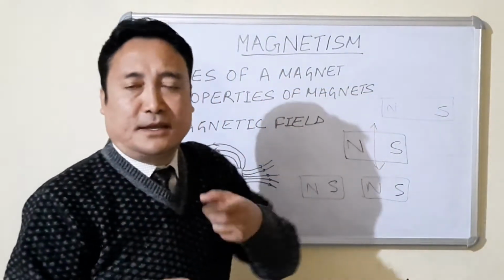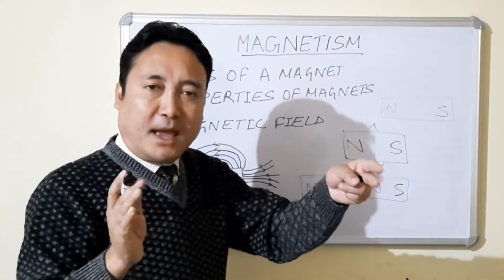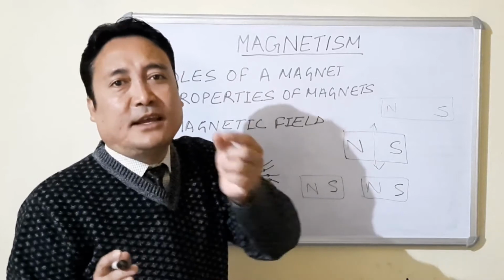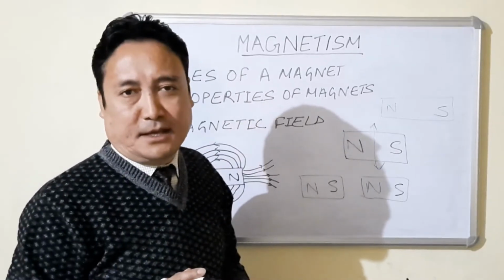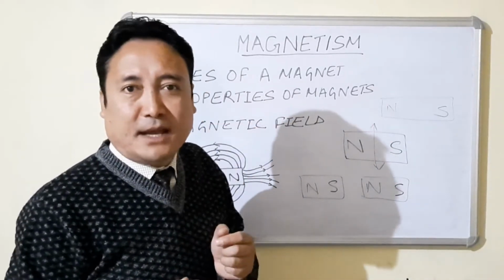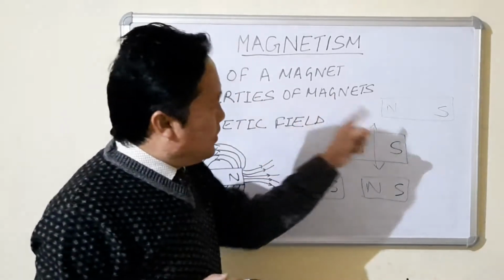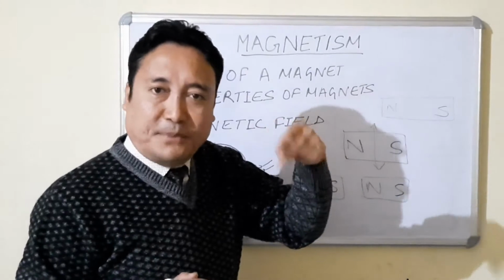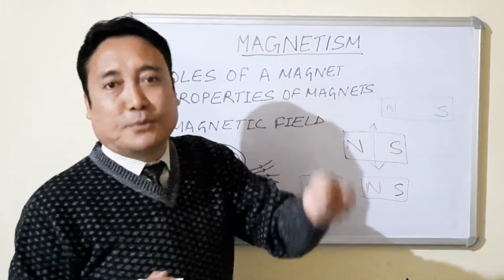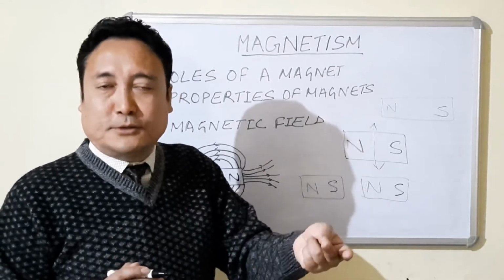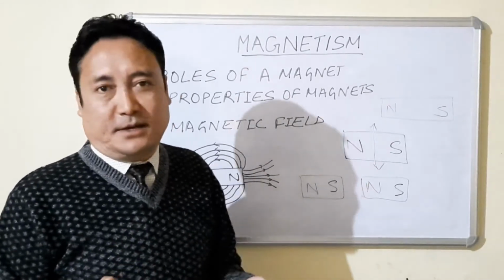Now I go on breaking it. Okay, a long magnet is there. I go on breaking, and finally I get a very small piece of magnet. That small piece of the magnet also has poles on it. That means if you break one pole of the magnet, the broken part will have another pole there. If you try to separate the poles, you cannot separate them.